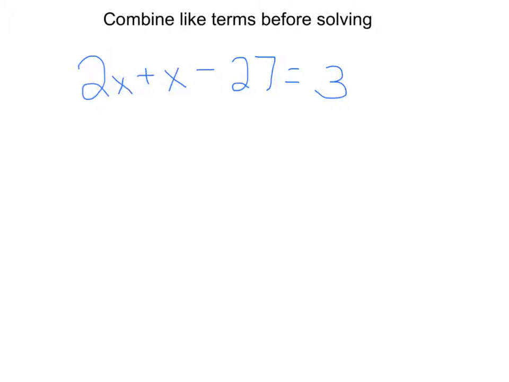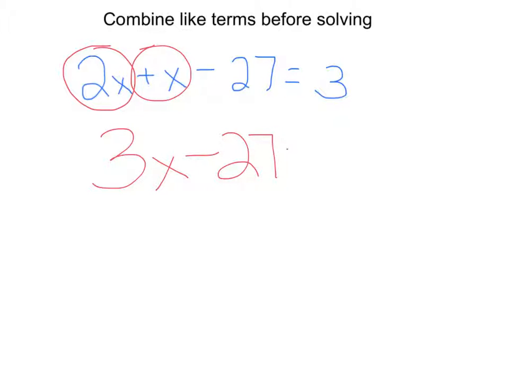When we're solving two-step equations, you can also simplify, and there might be another step that's not an operation. So for example, we have 2x plus x minus 27 equals 3. So in this example, you want to identify your like terms. And so that's 2x and x. You want to combine those to make 3x, and then the rest of your problem.